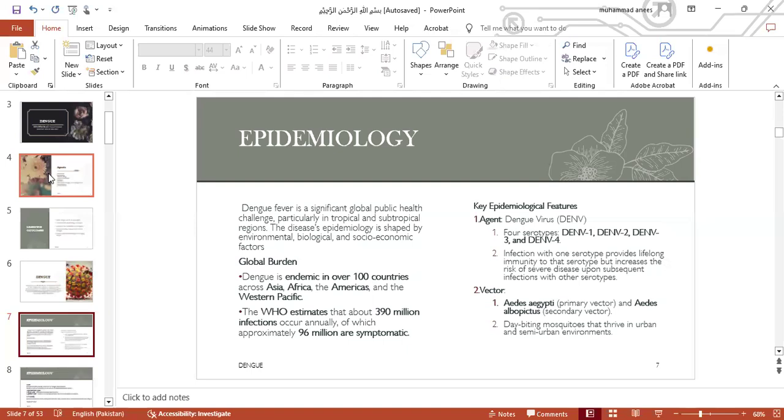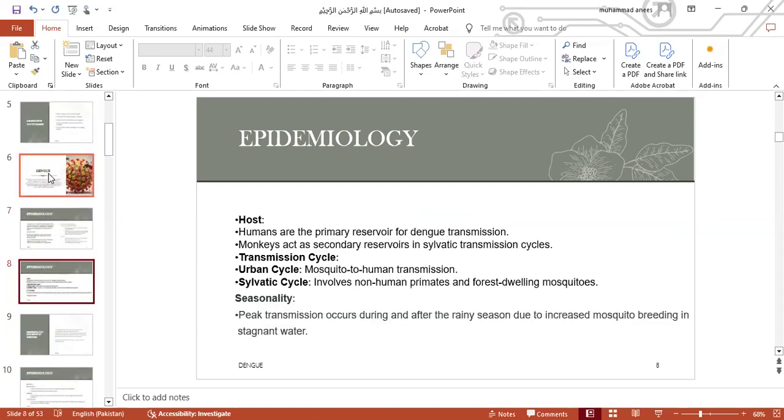Number 2 is vector. The Aedes aegypti is the primary vector, and Aedes albopictus is the secondary vector. These are day-biting mosquitoes that thrive in urban and semi-urban environments. Host: humans are the primary reservoir for dengue transmission, and monkeys also act as secondary reservoirs in sylvatic transmission cycles. So the transmission cycle is of 2 types, the urban cycle and the sylvatic cycle.